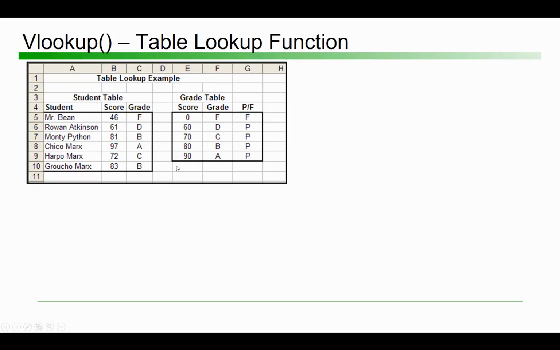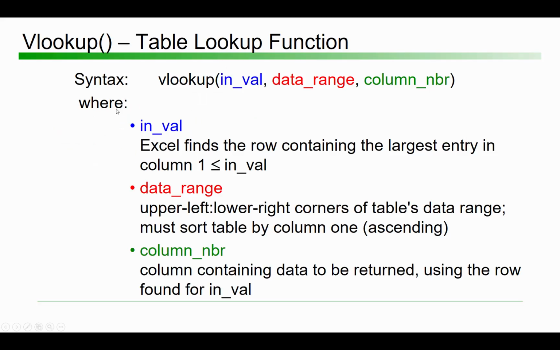You know, when you've got 40 or 60 students or maybe hundreds of values that you need to assign some sort of a scale according to an input value, then the VLOOKUP gives you a way of automating that rather than manually having to type it in. So here's how the VLOOKUP function works. It's going to be an input value, a data range that you're looking in, and then the column number using the row value for the input.